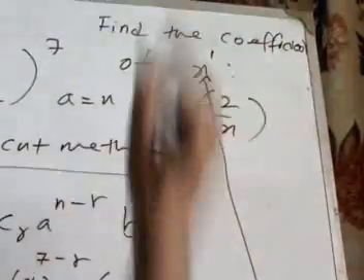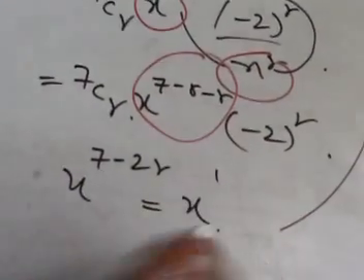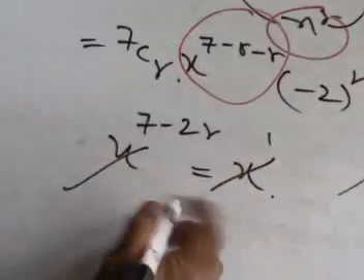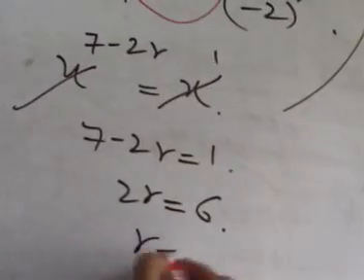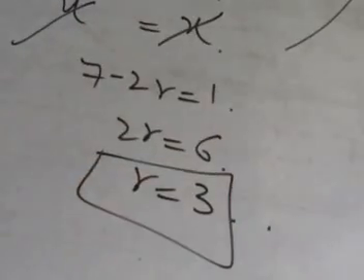Compare this with x. You need the coefficient of x. What is the power of x there? 1. So equate it to x^1. Remember, indices, the equation where bases are cancelled out. 7 minus 2r is 1, so 2r is 6 and r is 3. This 3 is very essential.